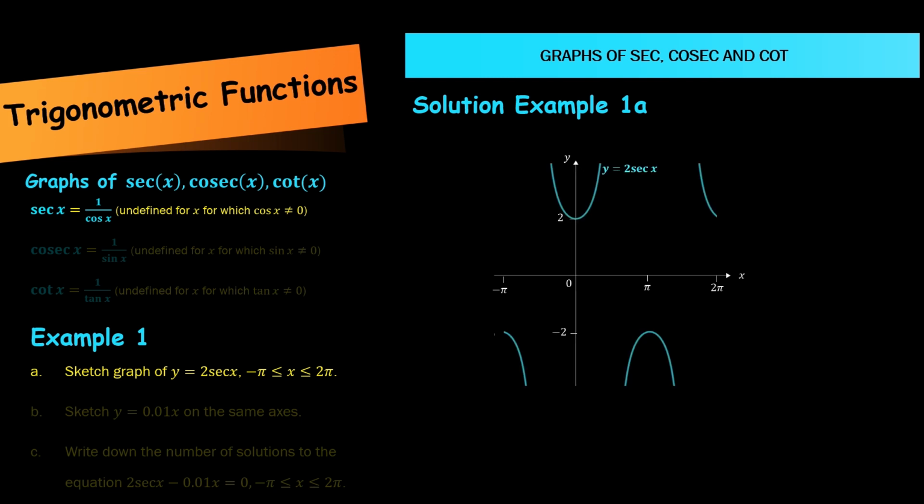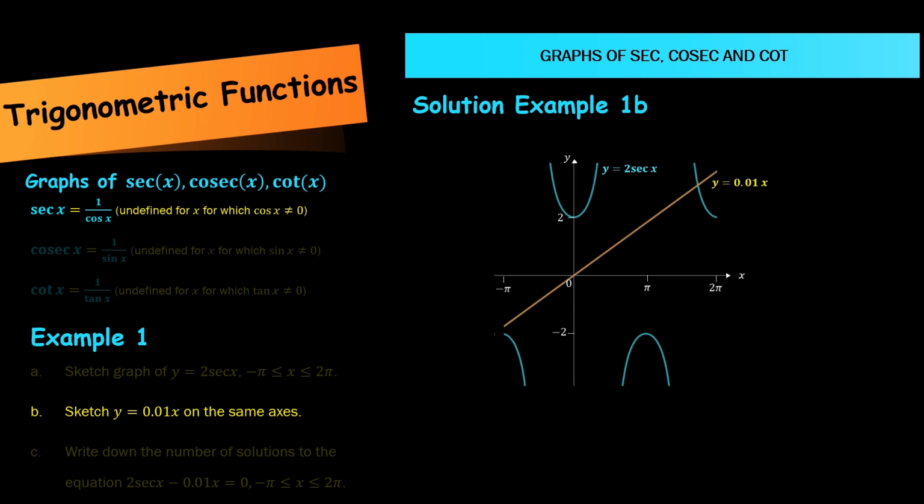Here's a sketch of y equals 2 times sec x. Notice that this is a stretch of y equals sec x. Now sketch y equals 0.01x on the same axes. This will look something like this. And finally, write down the number of solutions to the equation 2 sec x minus 0.01x equals 0 in the same interval.